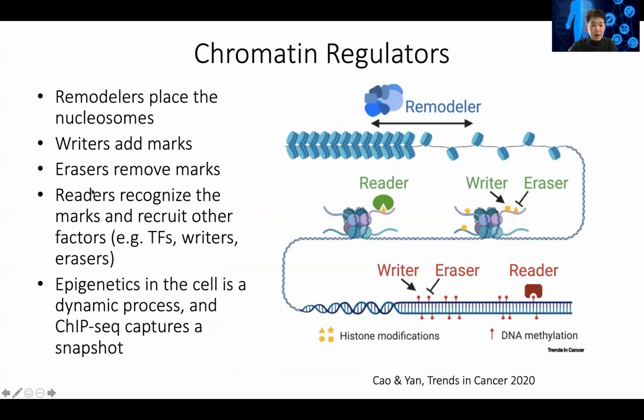Writers add the mark, erasers remove the marks. Readers can recognize the marks, and usually after the recognition, the reader will try to recruit other factors such as transcription factors, and also help recruit additional writers and erasers. And so epigenetics in the cell is a dynamic process, right? This writing and removal and reading and recruitment really happens all the time. And when you do a ChIP-seq, you just capture a snapshot of what's happening in millions of cells.